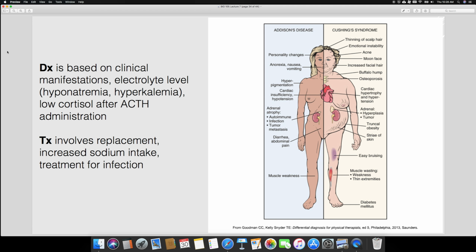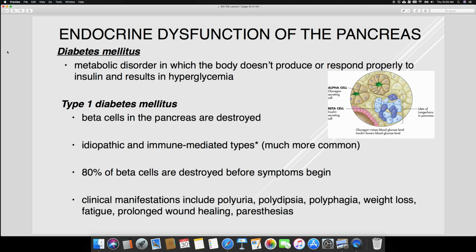And then treatment: hormone replacement, increasing sodium intake to try to increase blood volume, and then treatment for any infection that might be causing the primary adrenal insufficiency. Okay, and then we spent the rest of our time talking about diabetes mellitus. So diabetes mellitus is a metabolic endocrine disorder in which the body either does not produce insulin, or does not produce it correctly, or does not produce it in sufficient amounts, or the body doesn't respond to insulin.